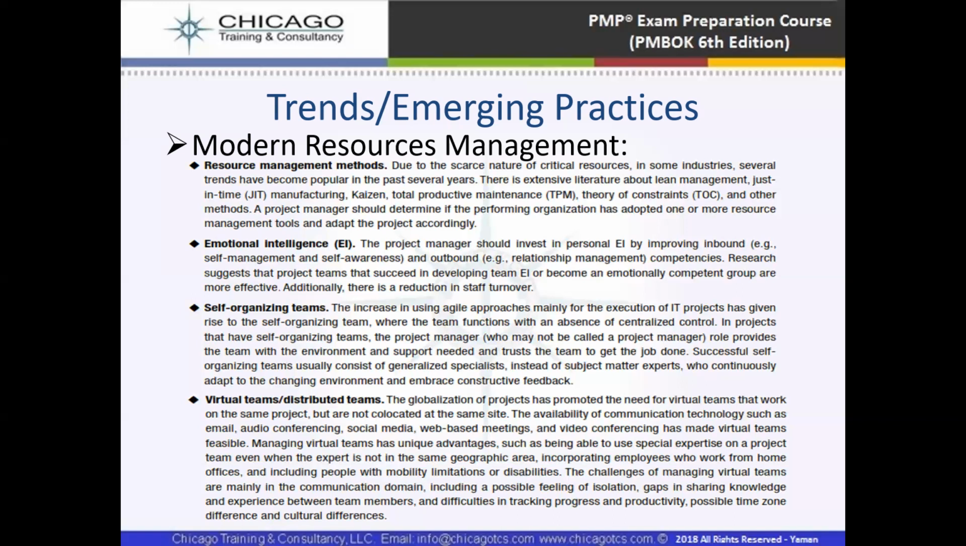So the project manager should invest more in personal emotional intelligence by improving inbound, for example, self-management and self-awareness, and outbound relationship management competencies. So basically, emotional intelligence means self-management and self-awareness, and also relationship management. So the project manager should lead by example and discuss with the project team how to be self-managed and self-aware. So this is also used nowadays. Emotional intelligence is also used.